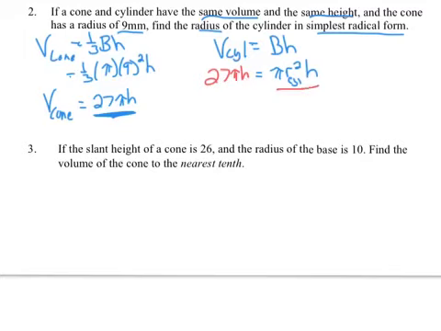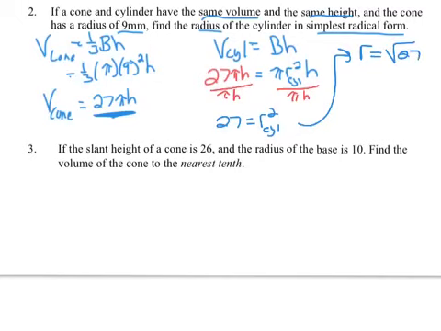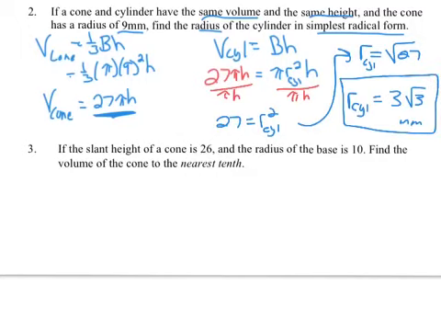So if I divide both sides by pi h, I am left with 27 is equal to r squared. And this is the radius of the cylinder. So I'm going to move up here. So my radius ends up being radical 27. In simplest radical form, that's radical 9, radical 3, so it ends up being 3 radical 3. And that's also going to be millimeters because my other dimension was in millimeters.